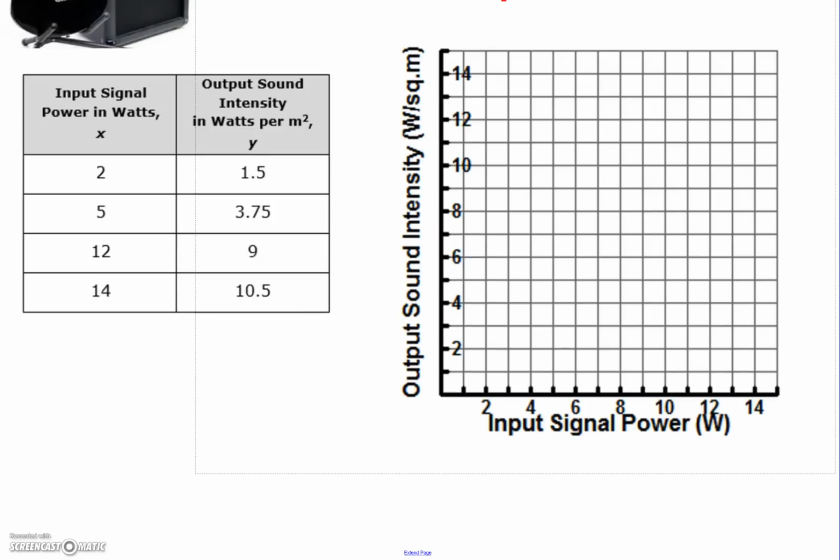So graph the relationship. What do you notice? Well, we know that input was 2 and we needed to go to 1.5. 5 and 3.75. 12 and 9. And 14 and 10.5. And if we had 0, the output would be 0. So what do you notice about this graph? You notice that it starts at the origin. And we know if it starts at the origin, it is proportional.